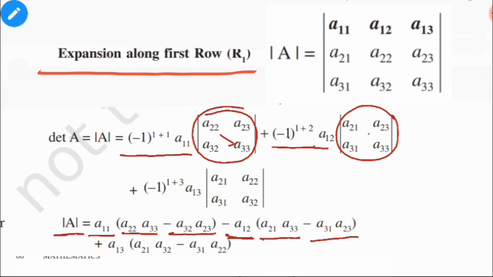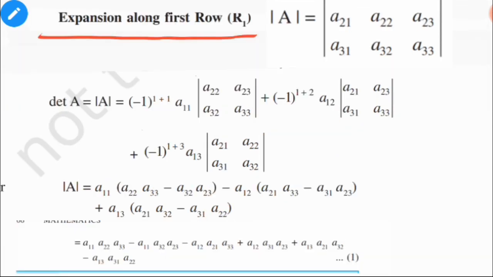Now third term is minus 1 raised to 1 plus 3. Minus 1 raised to 1 plus 3, it is 4. So minus 1 raised to 4 is again plus 1. Plus 1 into A13 is A13 plus A13 into again 2 by 2 determinant, cross multiplication and subtraction. So A21 into A32 minus A31 into A22.